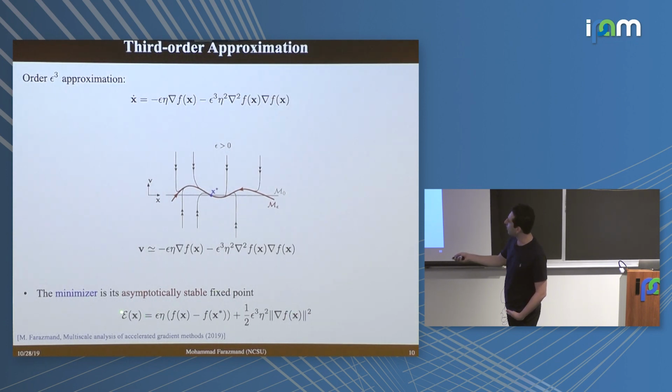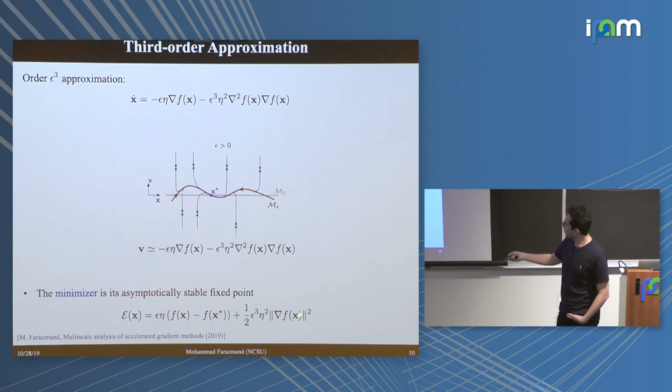The form of the Lyapunov function is a little bit more complicated because you have to add a term like this. But if you add that, it actually serves as a Lyapunov function for this system, and you can prove that the fixed point is asymptotically stable.